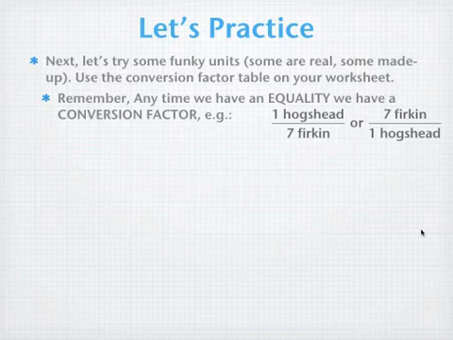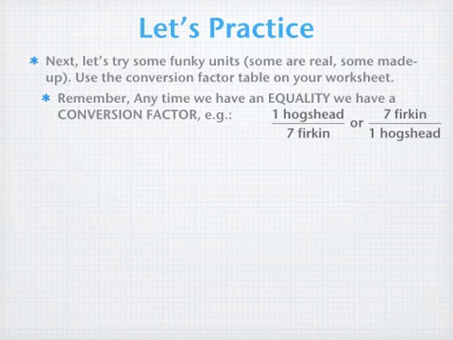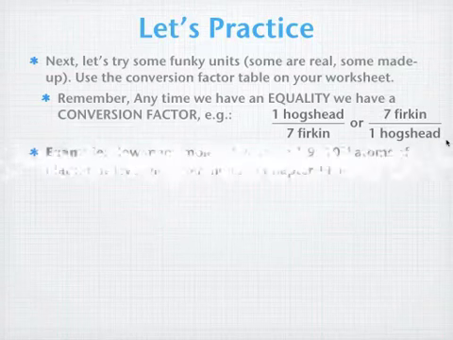Okay, so anytime we have an equality, remember we have a conversion factor. If you look on your sheet, you'll see that there's an equality between hogsheads and firkins. From that we get that one hogshead can be divided by 7 firkins for one conversion factor, or 7 firkins divided by 1 hogshead for a second conversion factor. Use that sort of logic throughout these exercises.